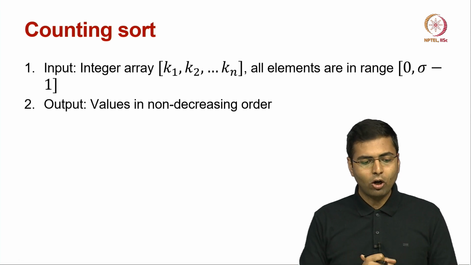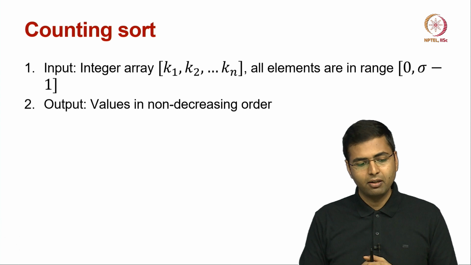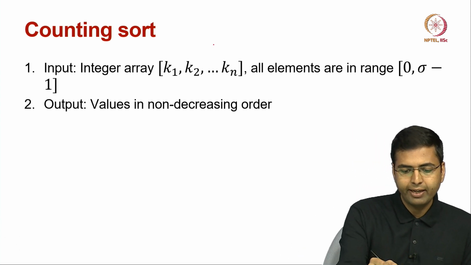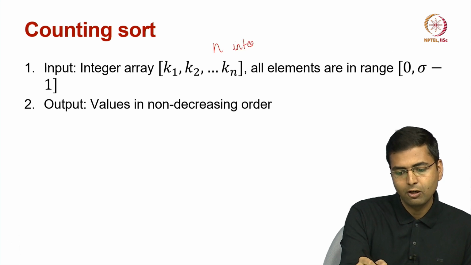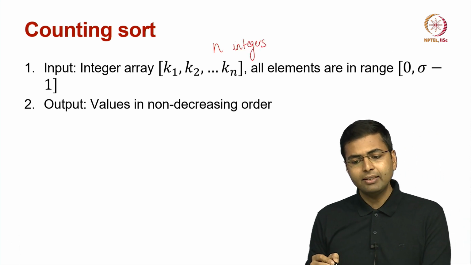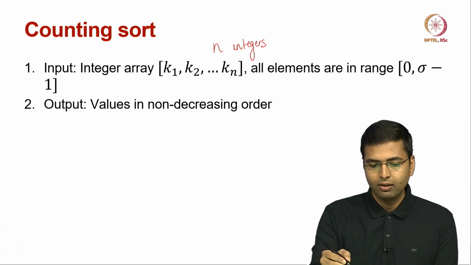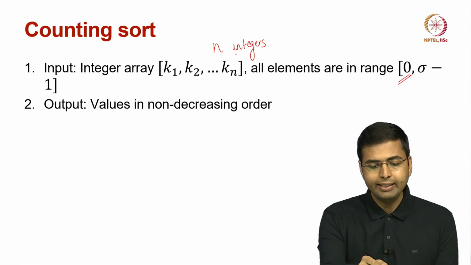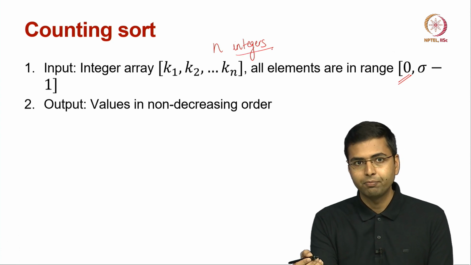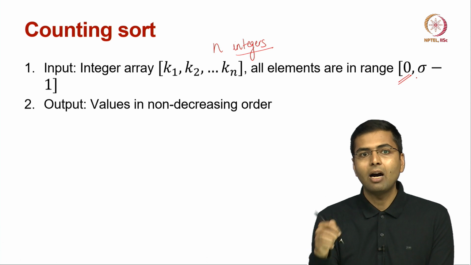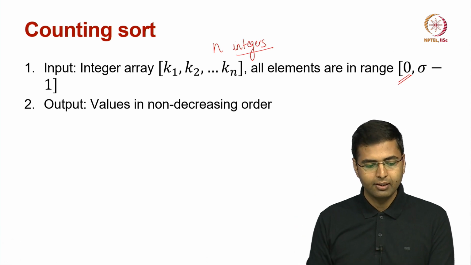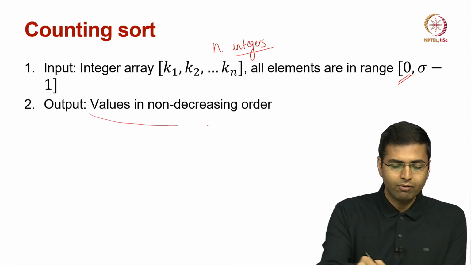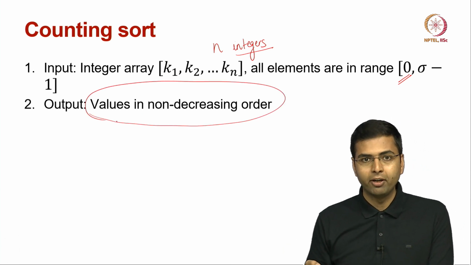Now, in the counting sort you can imagine that you are given an array of integers k1 until kn. So, you are given n integers, and all these elements are in the range 0 to sigma minus 1. All these values are greater than or equal to 0, and less than or equal to sigma minus 1, so sigma minus 1 is an upper bound. As the output, like we want from any sorting algorithm, we want the values in non-decreasing order.